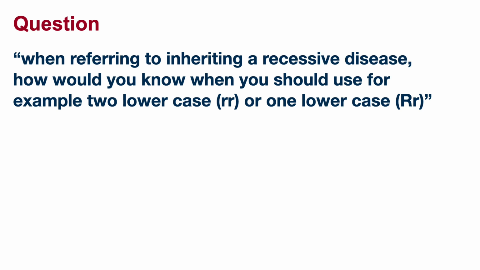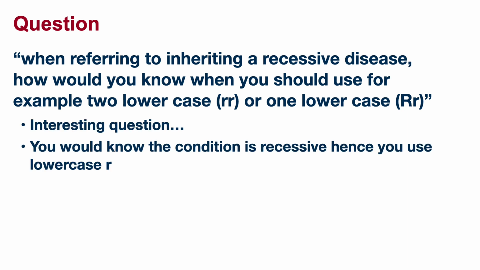This time the question I've received is, when referring to inheriting a recessive disease, how would you know when you should use, for example, 2 lowercase r's or 1 lowercase r? So this is an interesting question, and if the condition is recessive you should always use the lowercase r because this is a recessive disease or condition. So the organism would have to have 2 lowercase r alleles for the disease or condition to be present.